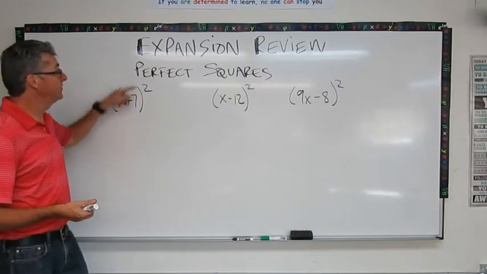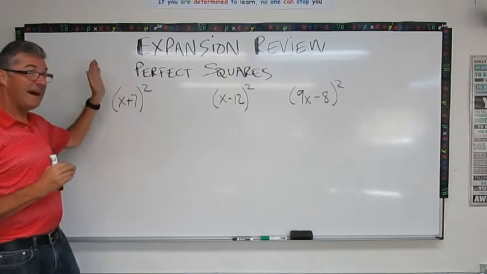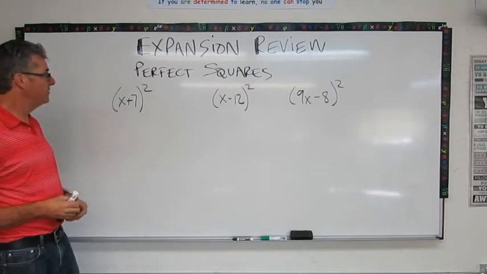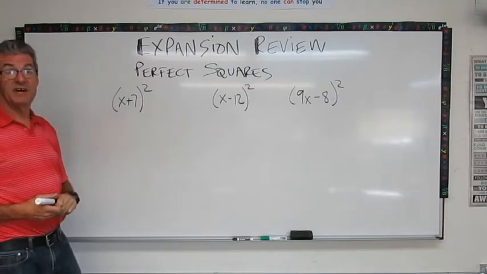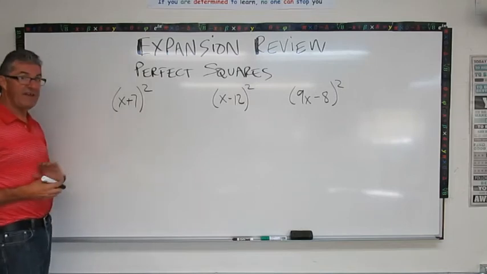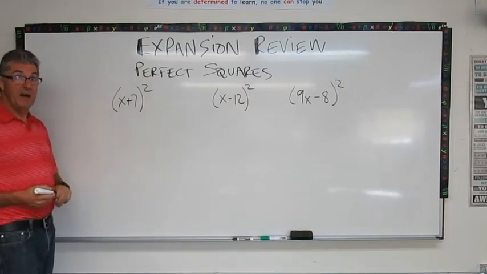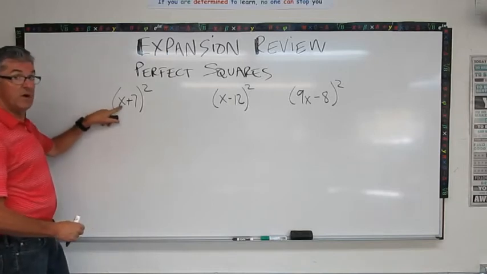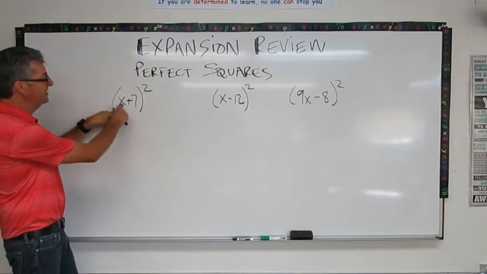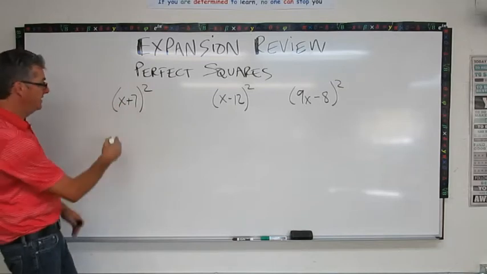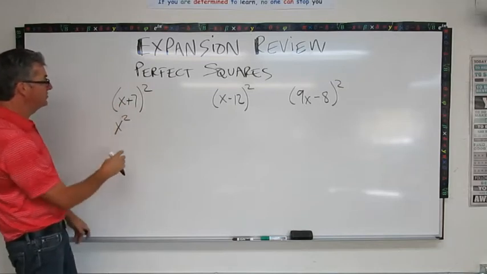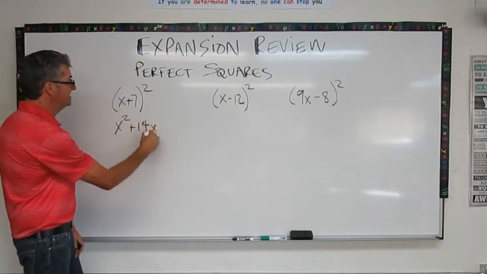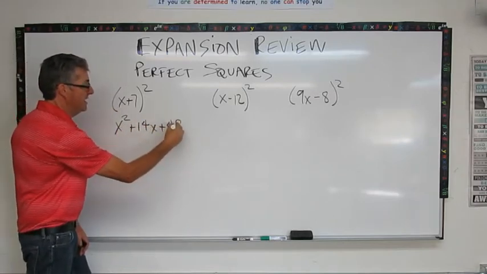Okay, now let's review the perfect square pattern. I think this is probably the most complicated pattern in the unit, so I gave you 3 problems this time. So pause the video, try that one. Okay, I'm going to use what I know about the perfect square pattern. It's going to be this squared plus twice this times this. So I'm going to get x squared plus 2 times 7 times x. That's going to be 14x plus 49.